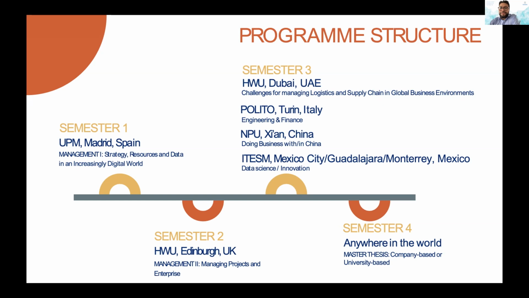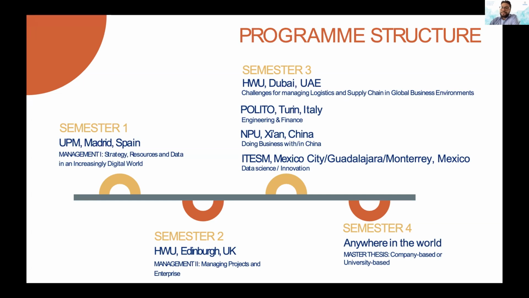Basically, for people who are interested in studying this, as Alejandro, who connected before and has just told us that he just applied, students start in Madrid, in UPM. There they get the first foundational courses on management. Then they continue to Heriot-Watt University in Edinburgh, where currently our other guests here, Pablo, Sarah, and Roman, are studying at the moment, to continue with further courses on management.